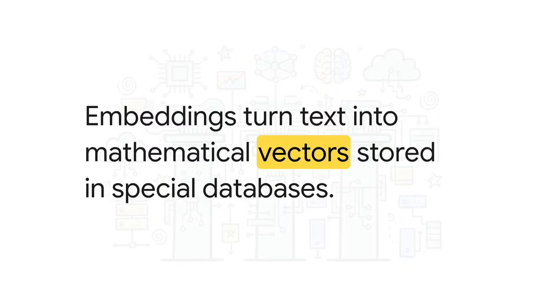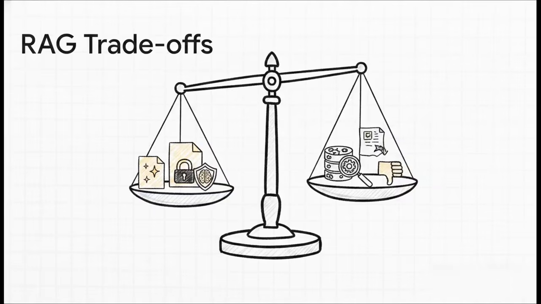When you ask your question, the system converts that into numbers too, and then just finds the text coordinates that are mathematically closest to what you asked. Now, RAG is absolutely incredible, but it definitely has its trade-offs. On the plus side, it uses your latest data, it keeps your private documents totally secure without having to retrain the model, and it severely reduces those nasty hallucinations.